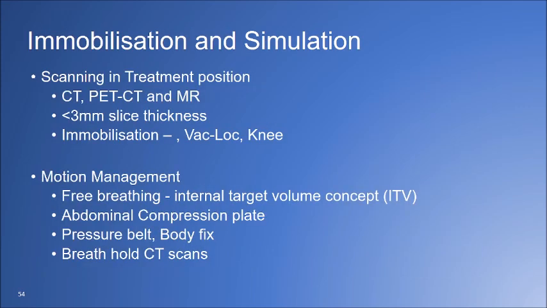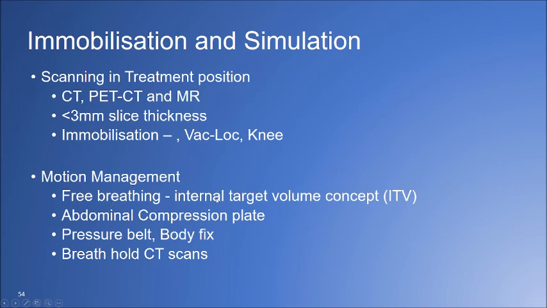It's being done. So how do you immobilize and how do you do the simulation? For scanning, you can use CT, PET-CT and MR, and the slice thickness should be less than 3 mm. You can't use a large slice thickness because you are treating a very small tumor of 5 centimeters or less, so a smaller slice thickness is needed. Immobilization is very important. Whatever best method possible, like a vac-lok and so on, should be used to immobilize the patient. I will talk about motion management also.